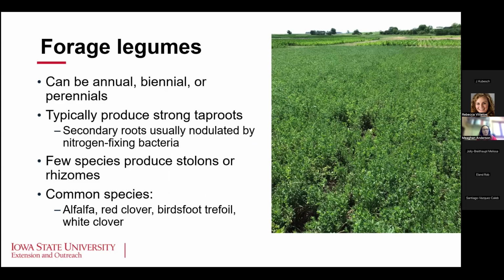So forage legumes would be kind of the next most common thing behind our grasses. They can be annuals, potentially biennials or perennials. They typically will produce very strong taproots, so they'll have a primary taproot, and then they'll have a number of secondary roots, and those are typically going to be the secondary new roots that are nodulated by nitrogen-fixing bacteria. There are very few species that we use as forage legumes that will produce stolons or rhizomes, but there are a couple of them. And so those will be ones that beyond that taproot are able to spread. Most of them will only produce that taproot. And then some common species might be things like alfalfa, red clover, bird's foot trefoil, and then white or ladino clover.